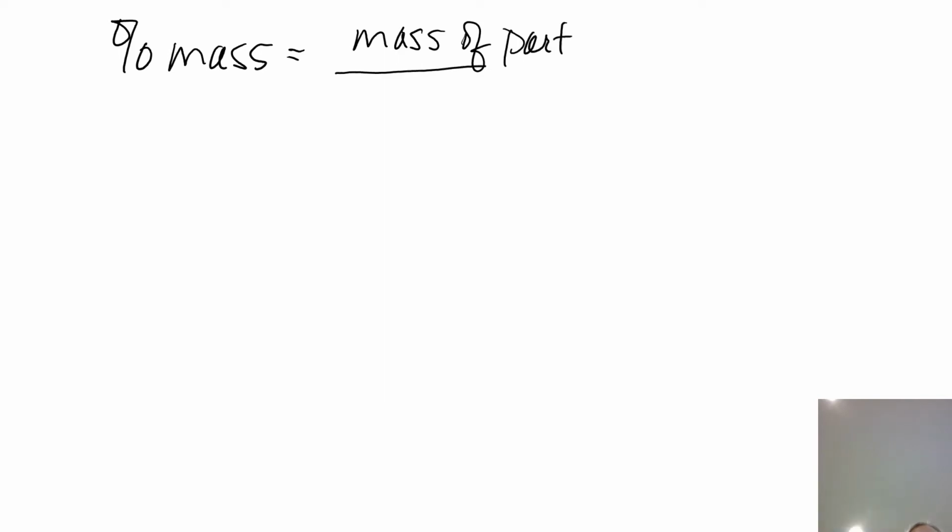So before we look at percent composition, let's look at percent by mass in a general manner. So percent mass equals, in general, the mass of a part divided by the mass of the whole times 100.